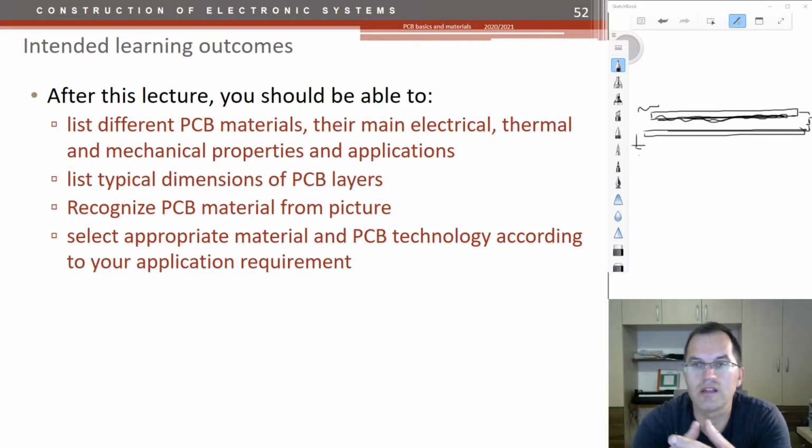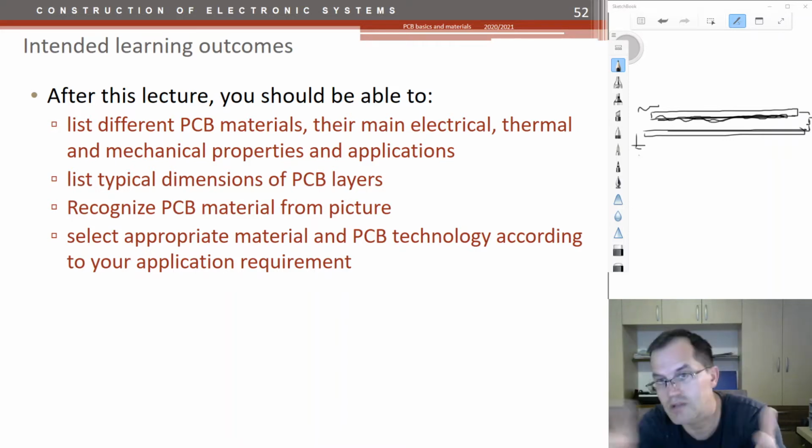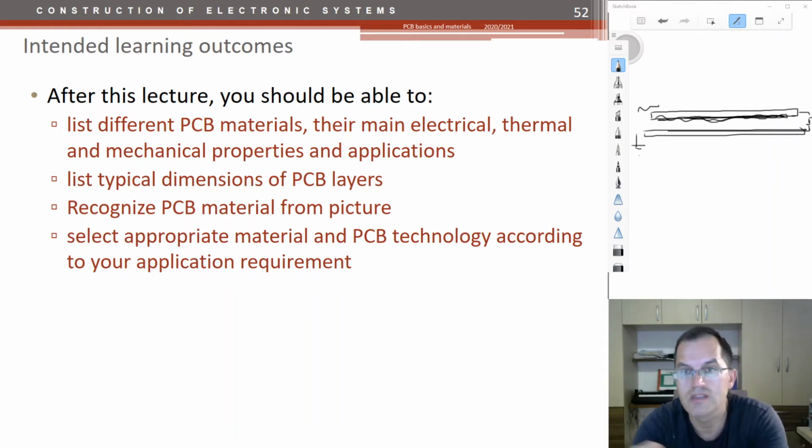If I tell you, okay, what would you take for a PCB that runs at 10 gigahertz or more, then you would say, okay, Teflon maybe, or even some FR4 which has such low losses that it would be applicable to that. So yeah, there are things you should consider when you go into a certain application.